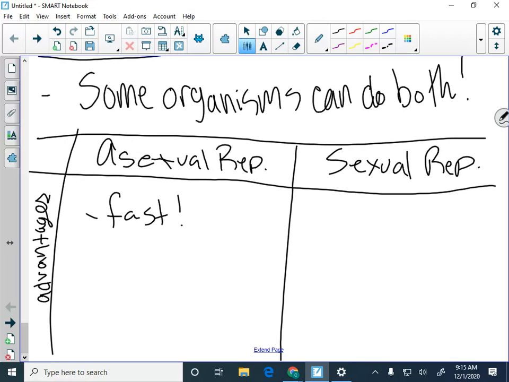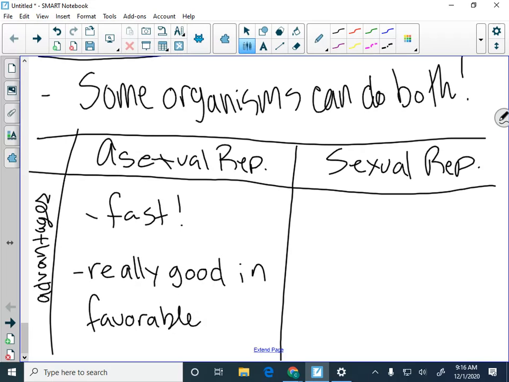This is really good if the environment is favorable. Really good in favorable environments. If a cell is perfectly adapted to its surroundings, if the surroundings are ideal, right, it's going to want its kids to have the exact same genetic information so the environment is ideal for them.